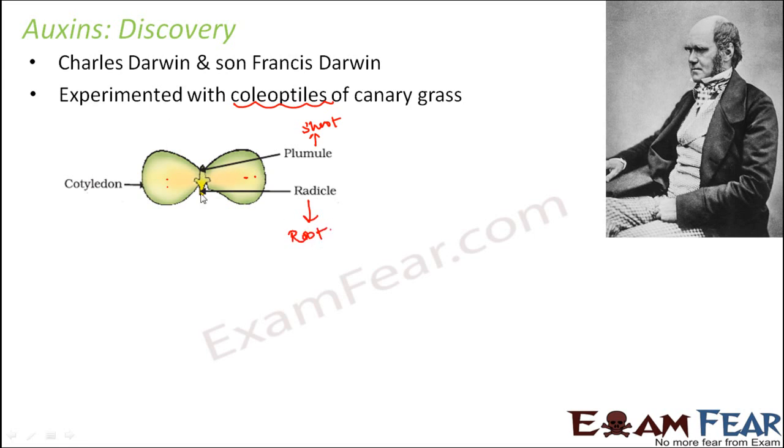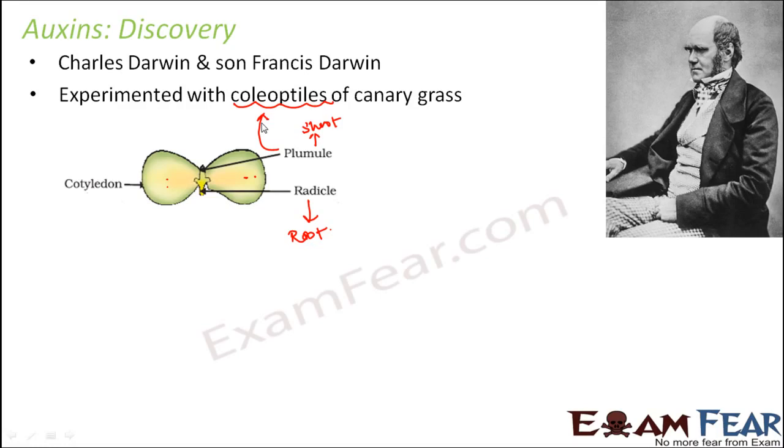Now this plumule and radicle are very small and very delicate, so they need to be covered in order to ensure protection. The covering of the plumule is known as coleoptile. So they experimented with coleoptiles of canary grass. That is, they actually used the tip of the shoot. Plumule is the young shoot and the covering of the plumule is coleoptile, so the tip of the plumule or the tip of the shoot is what they used.